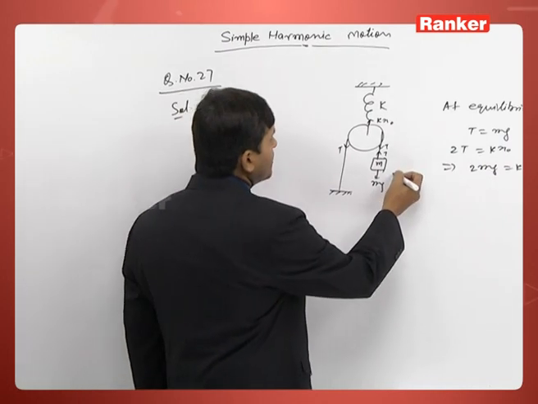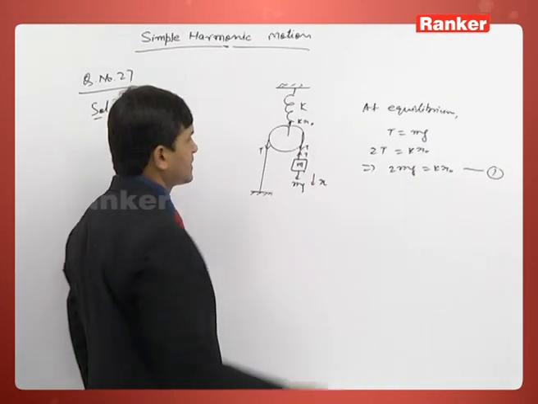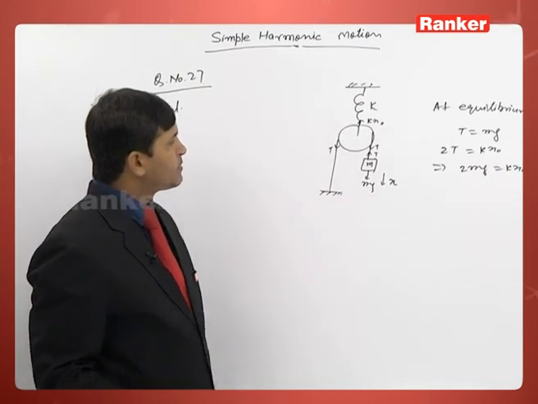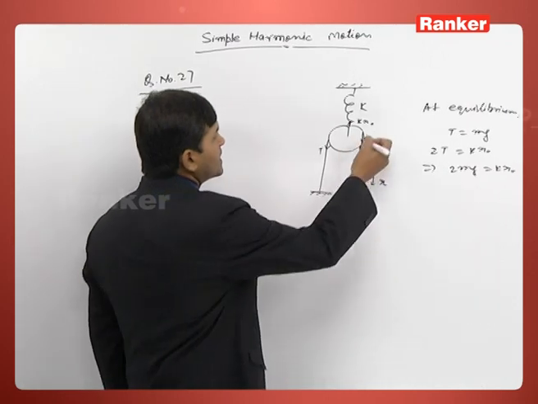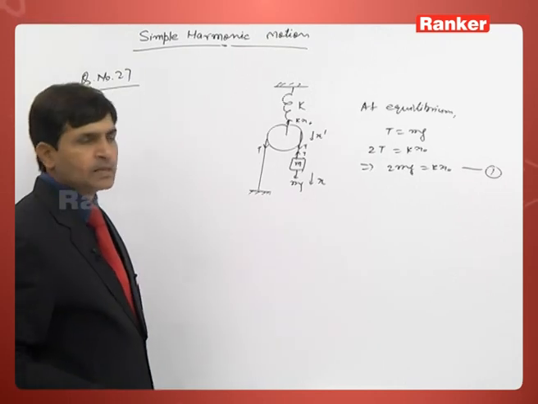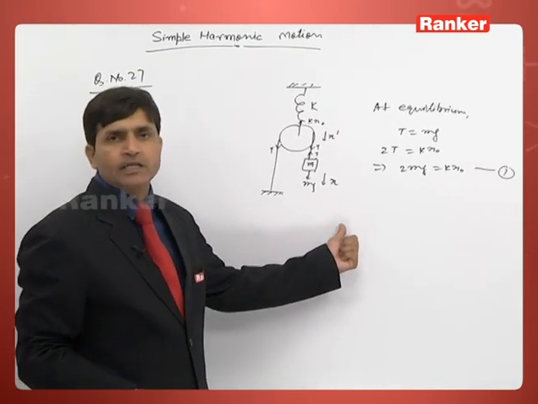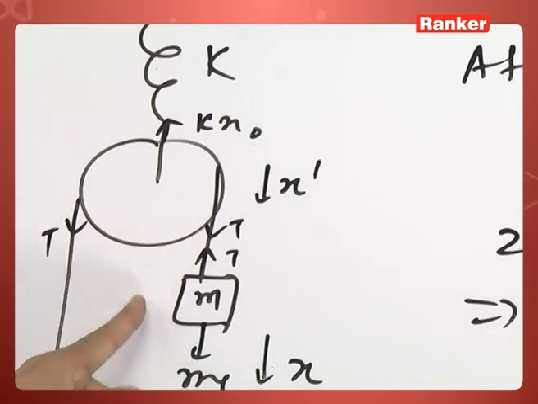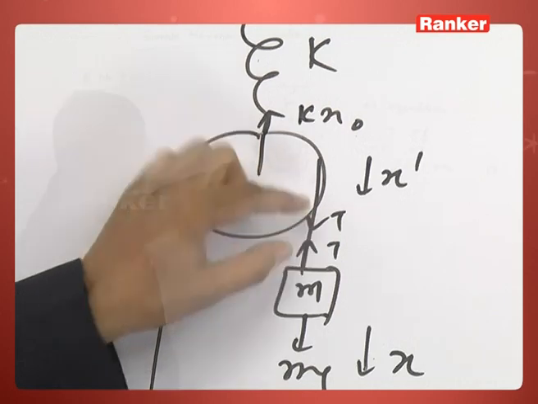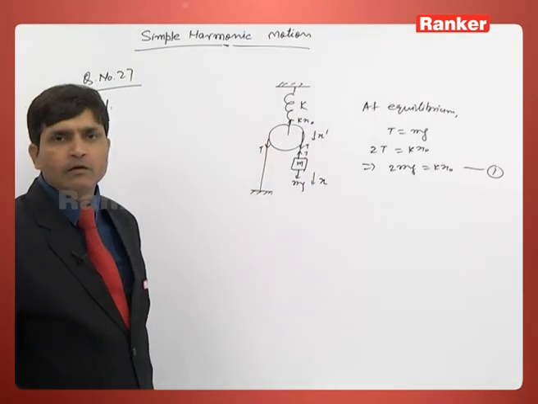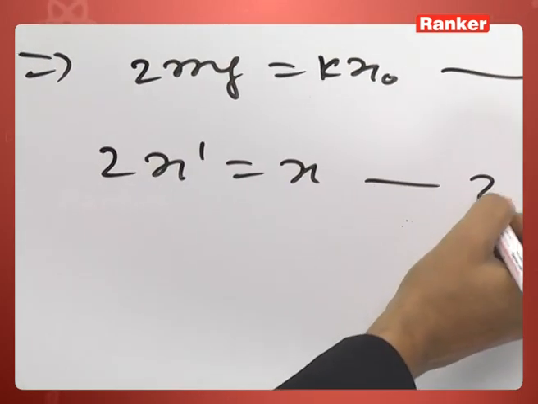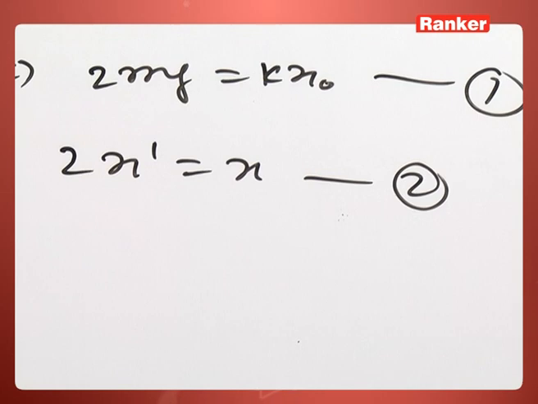If this mass is slightly displaced by x from equilibrium, let the displacement of the spring be x dash. So from the constraint equation, if it comes down, x dash length gets free here, x dash gets free here, so 2x dash must be equal to x. So 2x dash must be equal to x. This is the second equation.